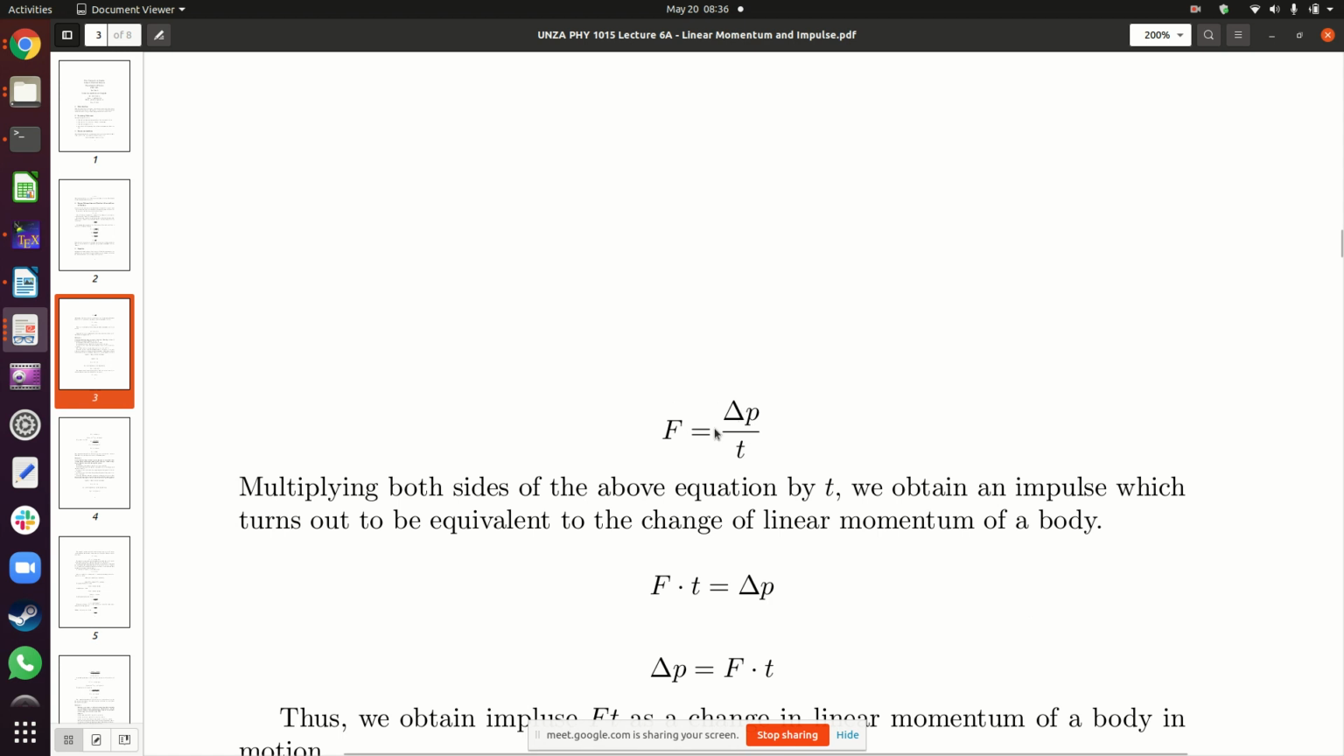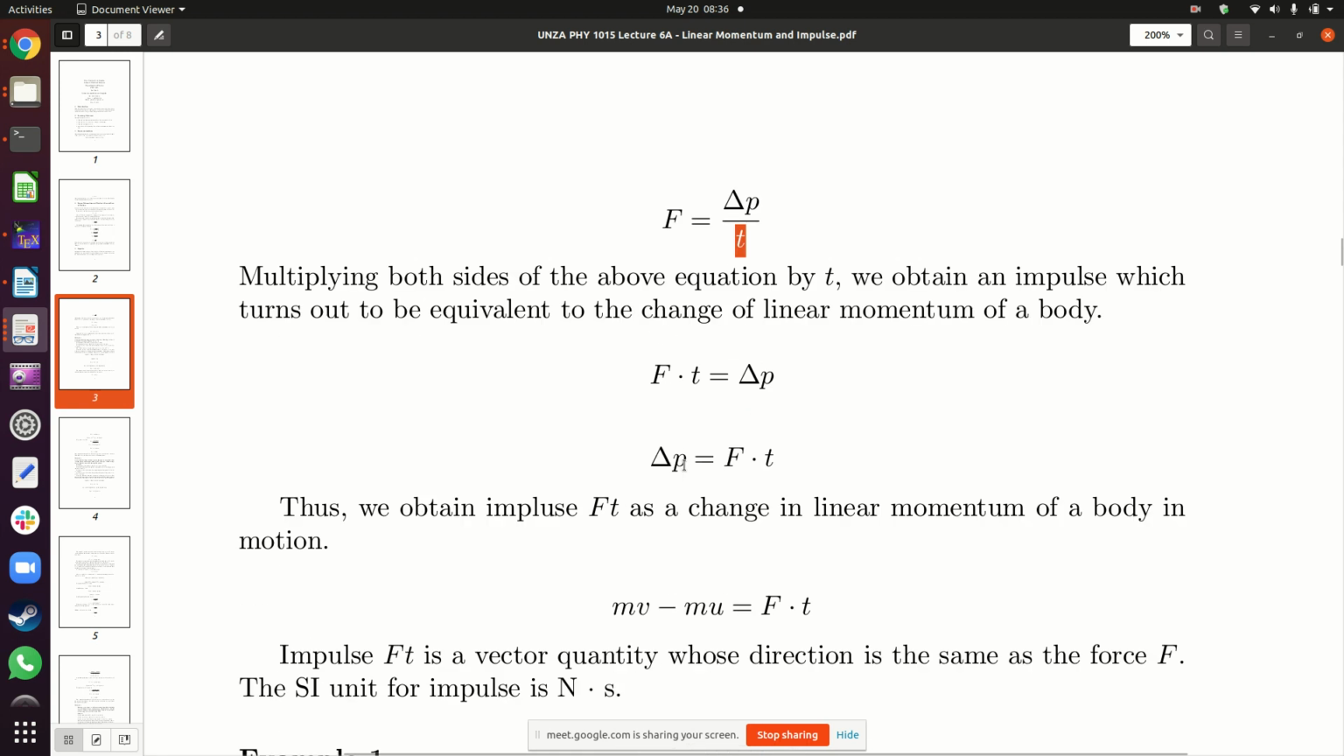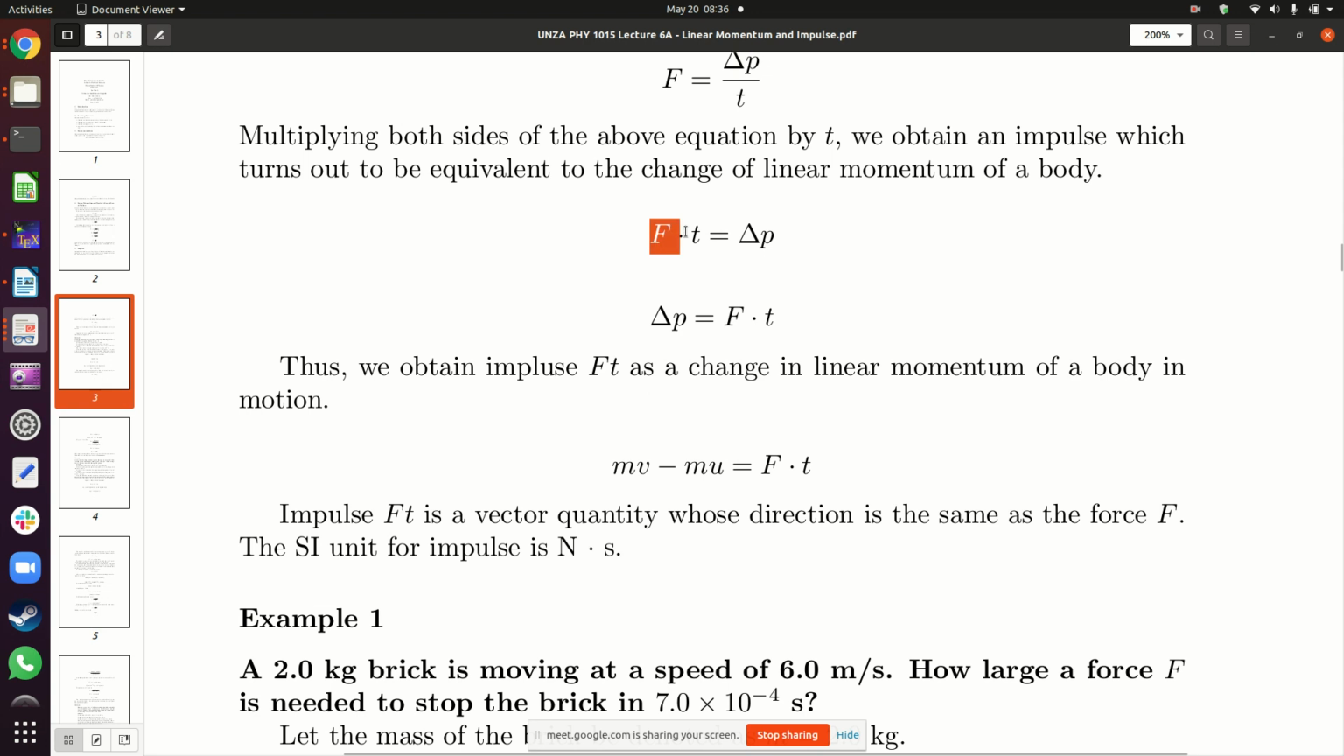F is equal to the change in linear momentum divided by the time. So we just multiply both sides by t. The t at the bottom cancels out, but there will be a t on this side. So you end up having this, making delta P the subject of the formula. This delta P, the change in linear momentum, is what is called impulse.